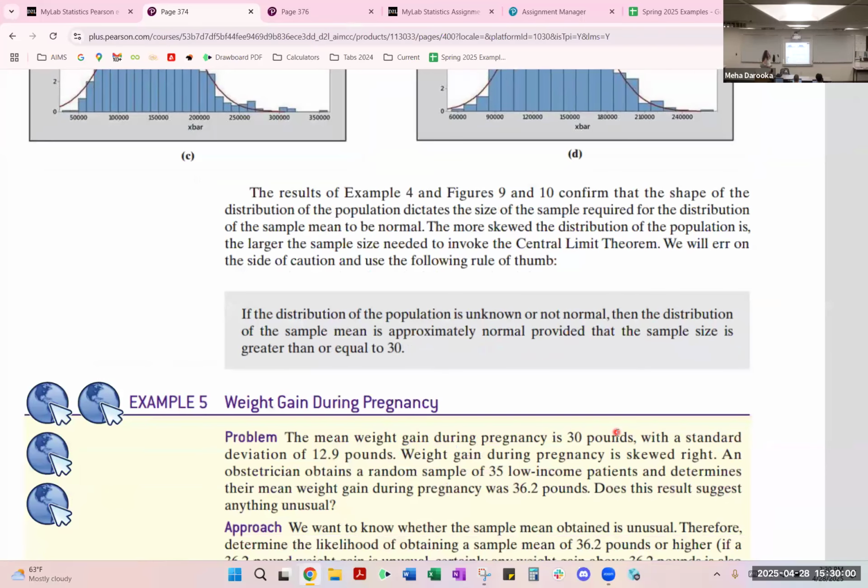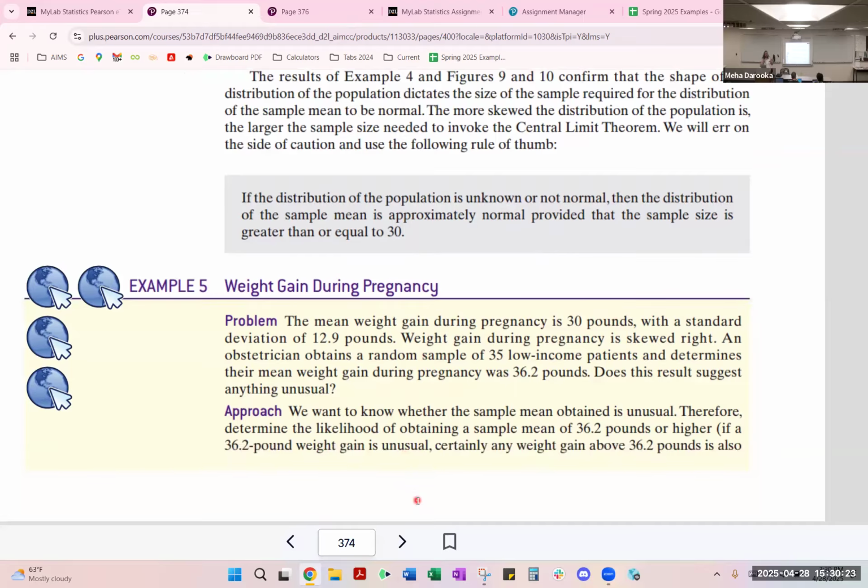So you can see in that little box there, we're saying if the distribution of the population is unknown or it's not normal, then the distribution of your sample mean will be approximately normal, provided that your sample size is greater than or equal to 30. So this is what I was talking about. We use 30 as our cutoff number. So greater than or equal to 30, and then we can apply those same properties like we do for an approximately normal sampling distribution here.